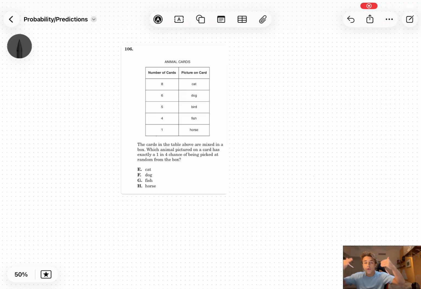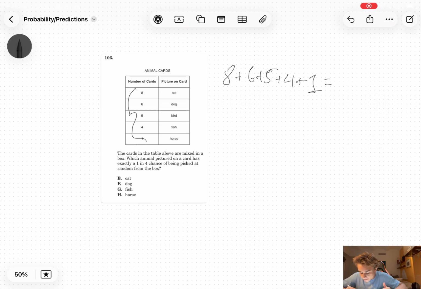That means that there should be a quarter of the amount of cards with that animal on them as there are cards in total. So the first thing we do is we find the amount of total cards. Well, that's just going to be 8 plus 6 plus 5 plus 4 plus 1, which we got from this column, because this tells us the amount of cards for each animal separately. So in total, that should be the total amount of cards. And that is going to be 24 total cards.